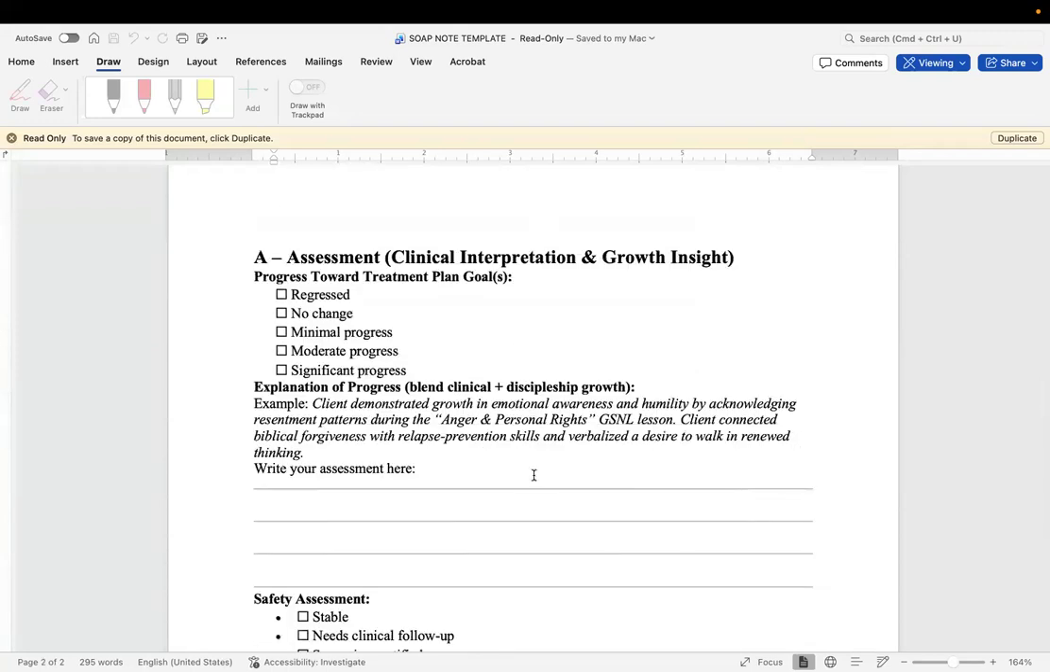Then the assessment. Are they better today than they were yesterday? Are they a lot better than they were? Or a little better than what they were? Or are they not making any progress? I will tell you that if somebody's not making progress, that is not good. It is better to regress or to have minimal progress than to have no progress at all.